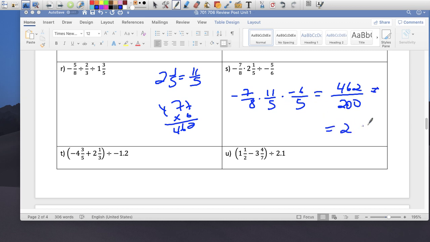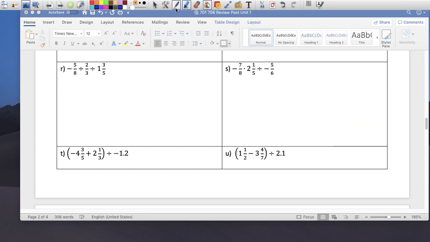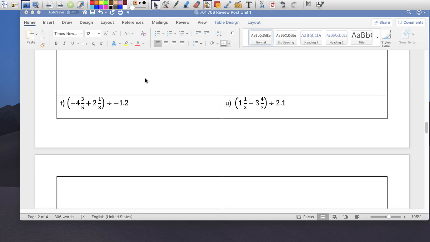So this is going to be 2 and 62 over 200, which I'm going to simplify to 2, let me see, 32 over 100. I can simplify again to 16 over 50, and finally to 8 over 25. So simplify, simplify, simplify. This one.